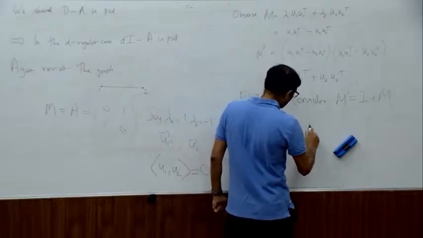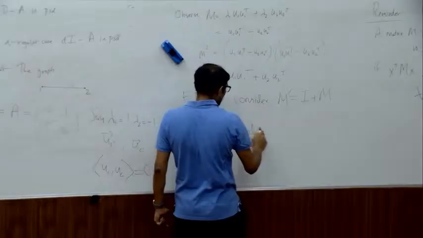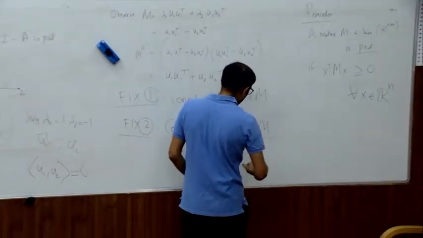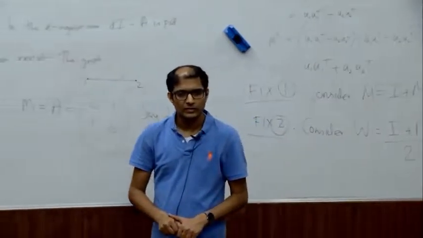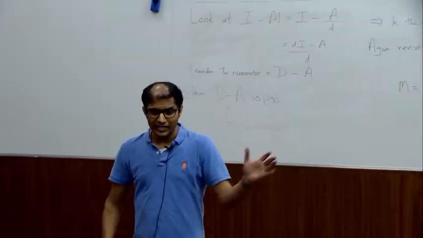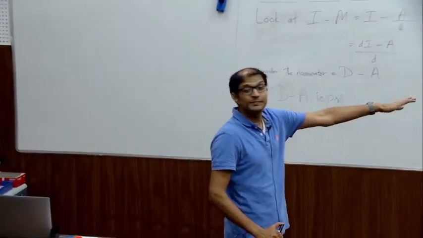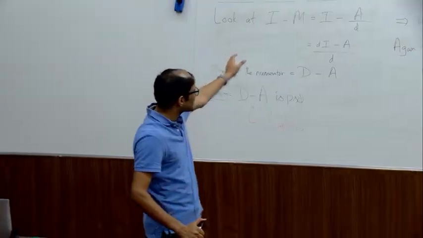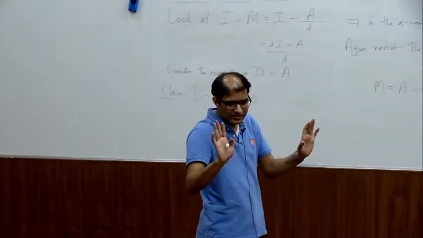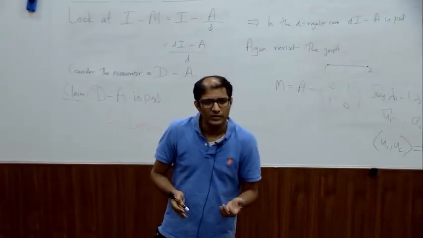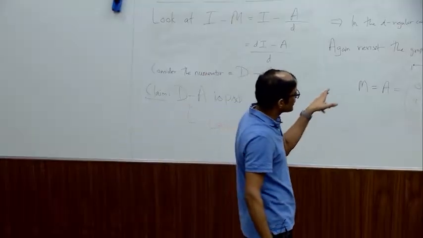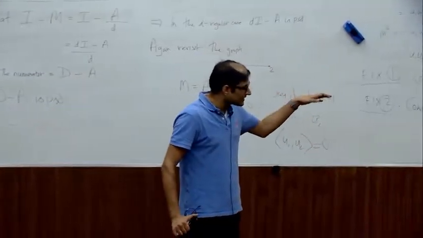Fix 2. Consider defining a new matrix W equals identity plus M over 2. Negative 1 is gone now. That's not an eigenvalue anymore. Identity plus M, we already discovered is PSD. I minus M was PSD, I plus M was PSD. That's what we wanted to show. So this guy is PSD. The smallest eigenvalue is 0, so all eigenvalues are at least 0 or bigger. Alright? All eigenvalues are trapped between 0 and 1. The largest eigenvalue is exactly 1.